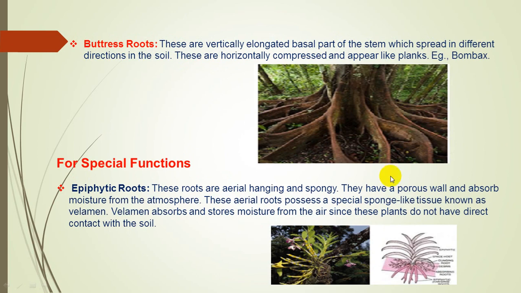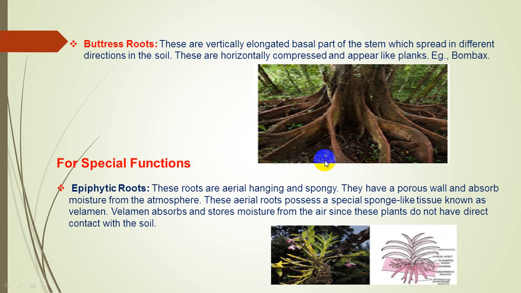Buttress roots are also meant for the purpose of support, and they give a very firm support to the tree, because you can see here they are pretty strong, clearly visible in the image. They are vertically elongated basal part of the stem, which spread in different directions in the soil. They are very compressed in their appearance horizontally, and they appear like planks. The example is the bombax.